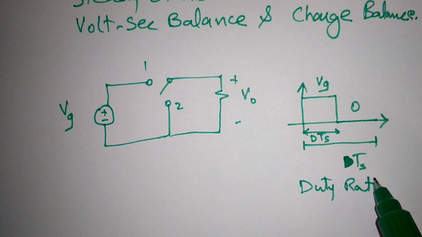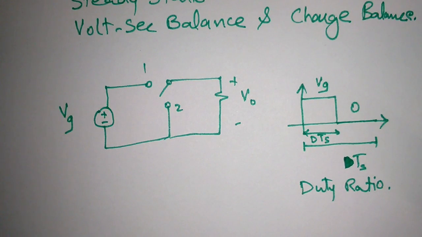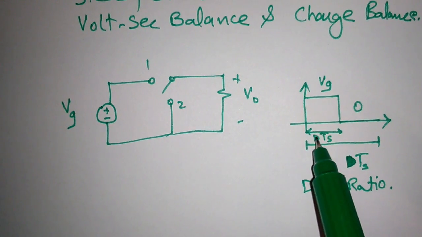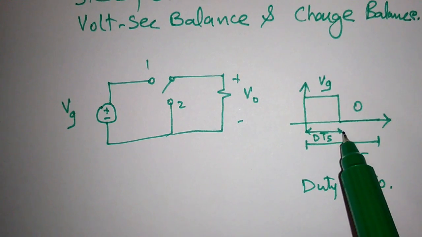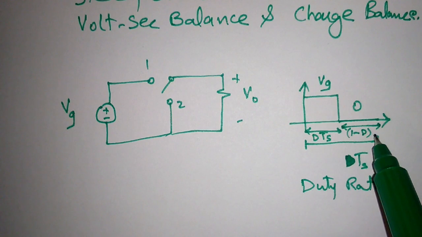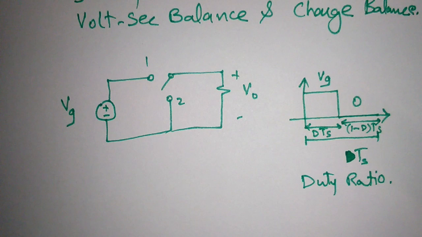So what is duty ratio? Duty ratio is for the amount of time the signal level is high. So this amount of time is DTs and this amount of time will be 1 minus D into Ts, because this whole time period is 1 or Ts, right? So let's start how we can build a buck converter.